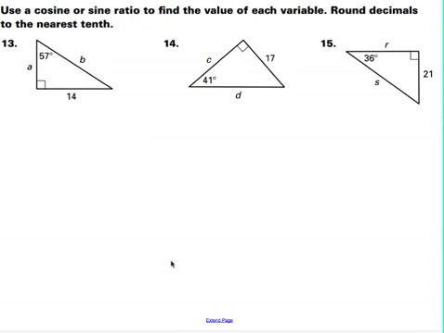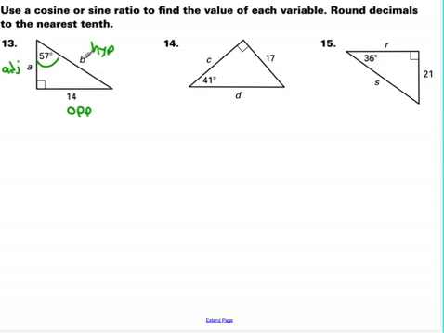Use the cosine or sine ratio to find the value of each expression, round decimals to the nearest tenth. So in this case, when I have problems like this, what I usually do is I try to do this in alphabetical order. Everything is going to be based on 57 degrees. So from 57 degrees, this is the opposite side, this is the hypotenuse, and this is the adjacent side.